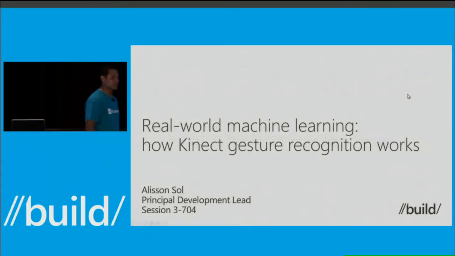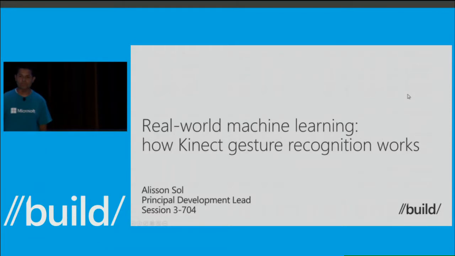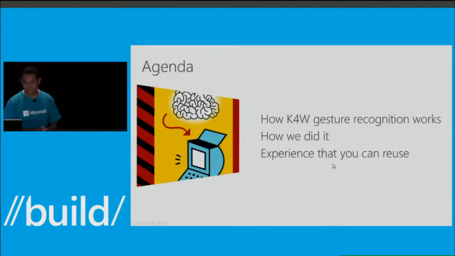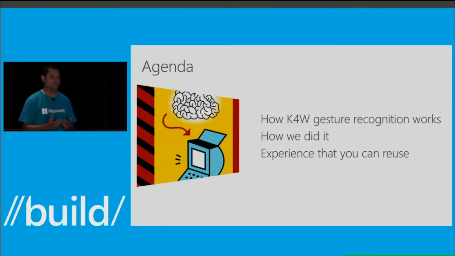Good afternoon. My name is Alisson Sol, and I will talk with you today about how we developed the grip and release recognizer for Kinect for Windows version 1.7. So this is an example of how to use machine learning for a real problem. And this presentation, basically, I will show you how the gesture recognition for the grip and release works.